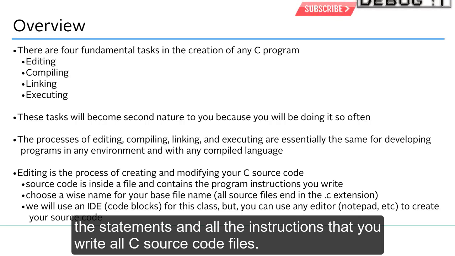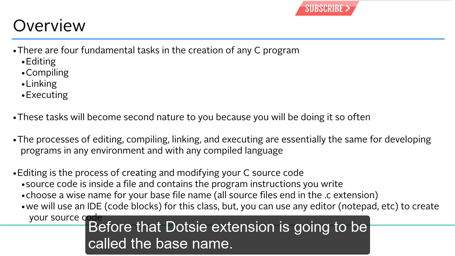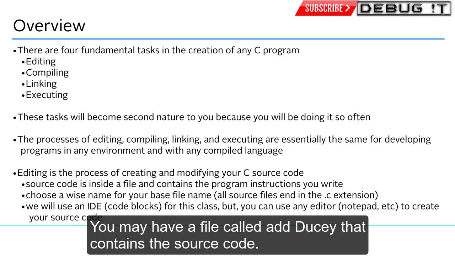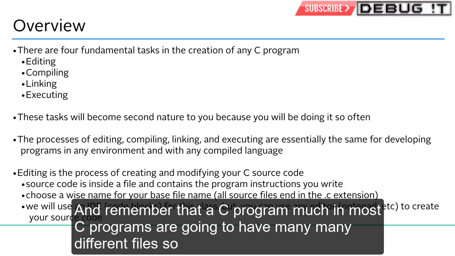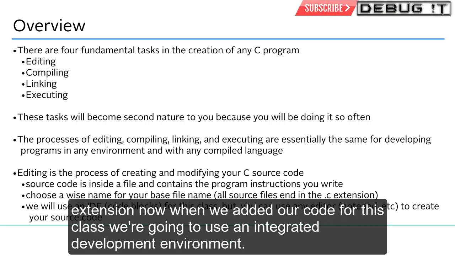All C source code files end with the .c extension, and that's how you can identify that it's a source code file. Before that .c extension is what's called the base name. You want to have your file names be meaningful. If you write a C program that adds 2 numbers, you may have a file called add.c that contains the source code. And remember that most C programs are going to have many, many different files, so your files should have good names. But the way that you can identify C source code is the .c extension.